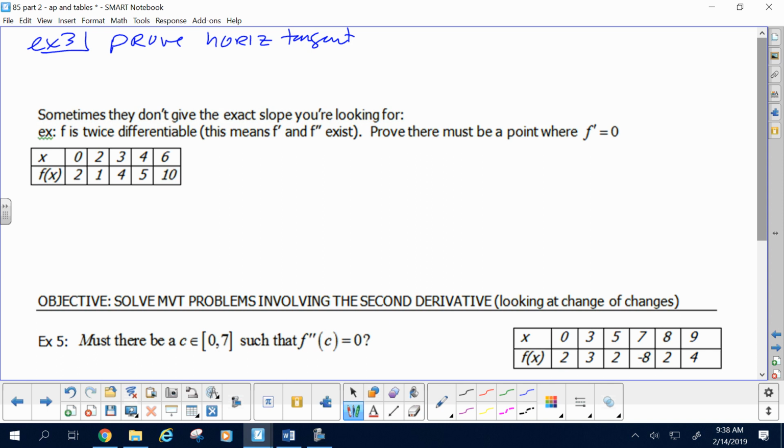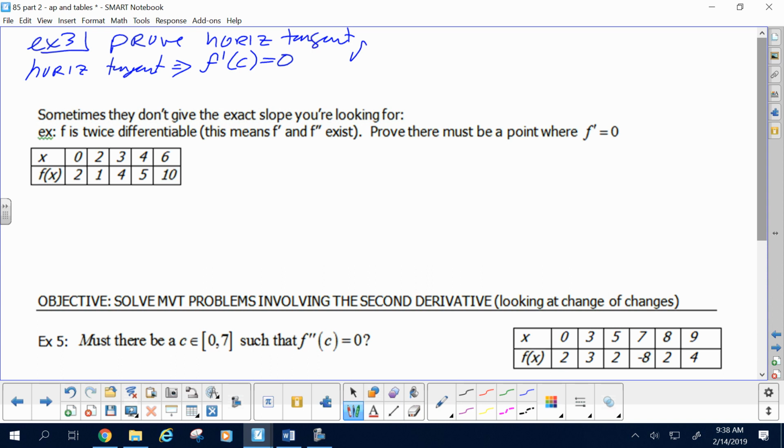Let's get out the old calculus decoder and put that into calculus. What does horizontal tangent imply? Horizontal tangent implies there's a place where, what? Slope is 0 or the derivative at some point is 0. So if we were to put this in MVT terms, we're trying to prove there's a point where the derivative must be 0. Okay? Then it becomes like a MVT problem.